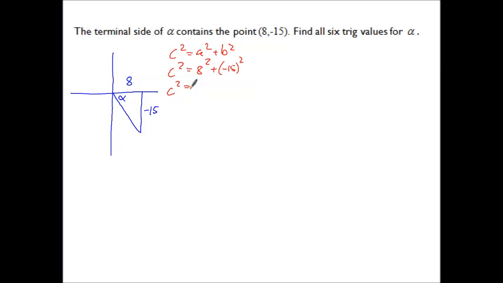C squared is equal to 64 plus 225, and that is 289. Now we're taking the square root of both sides, and the square root of 289 happens to be 17. Alright, phew. And that's the length of our hypotenuse. And I'm going to have you stop the video one more time and find all the 6 trig values yourselves now, and then afterwards check your work with mine.